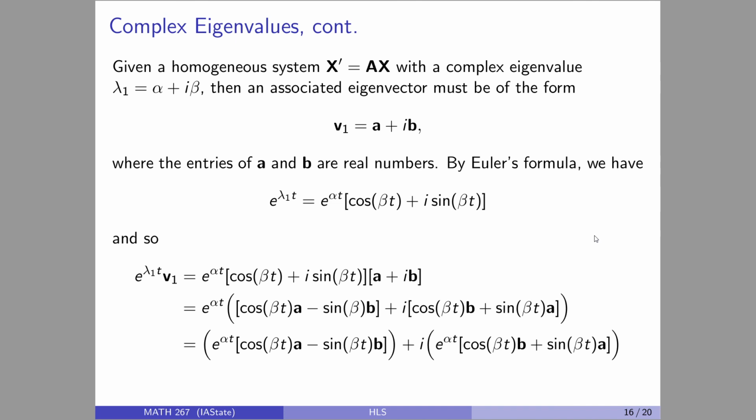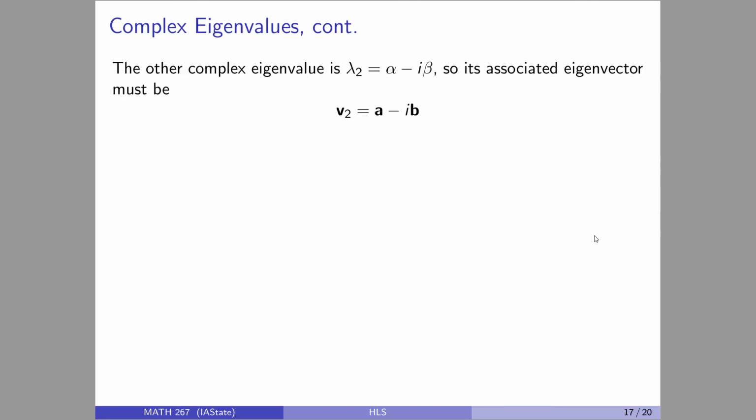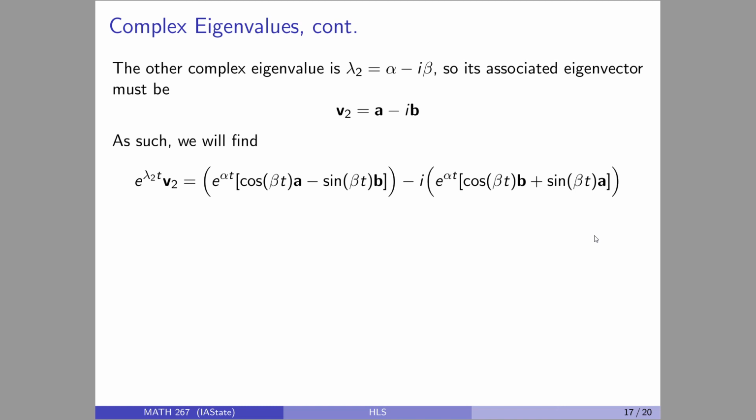Well, we'll superposition that, right? The other eigenvalue is alpha minus I beta, so that means the vector has to look almost the same, or instead of a plus, there's a minus, right? It's the conjugate. The same is true here. So that means when I set up the e to the lambda t times the v, I get this, which is identical to what we had before, but instead we have a minus sign instead of a plus sign, right?